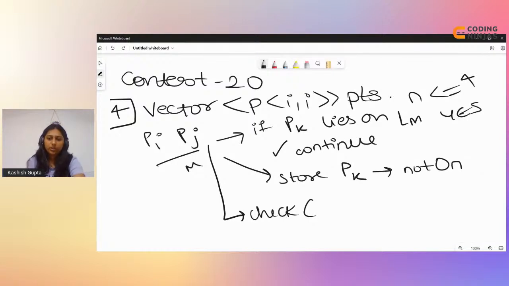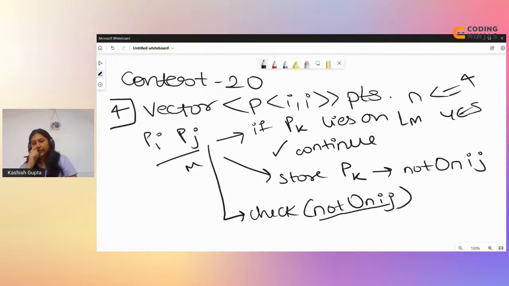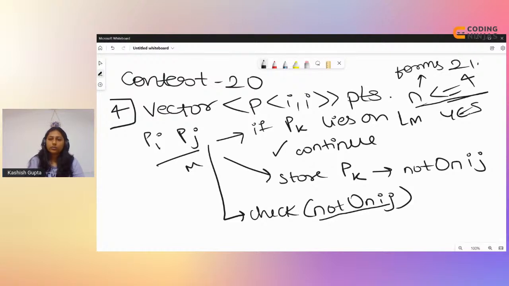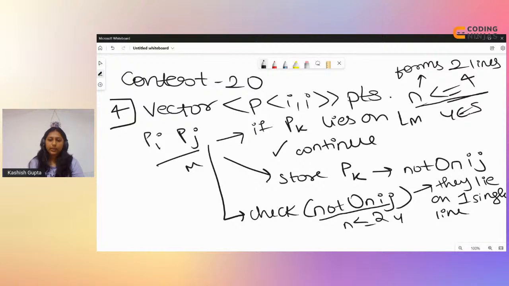ij seems better because we haven't specified m anywhere. Yes, not on ij. So we'll do that check, notOnIJ. Now what will this check function do? It will check that do all the points in this particular vector lie on the same line, and how will it do that? Because n equals 4 forms 2 lines, now we have to check that they lie on one single line. So in this case, if n is less than or equal to 2, then you'll return yes.